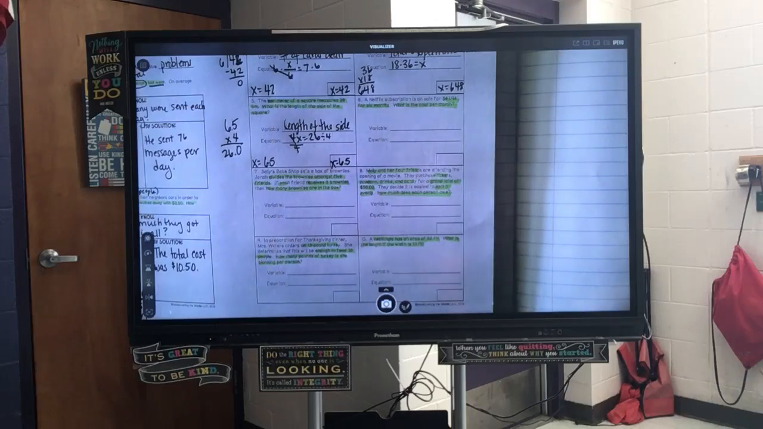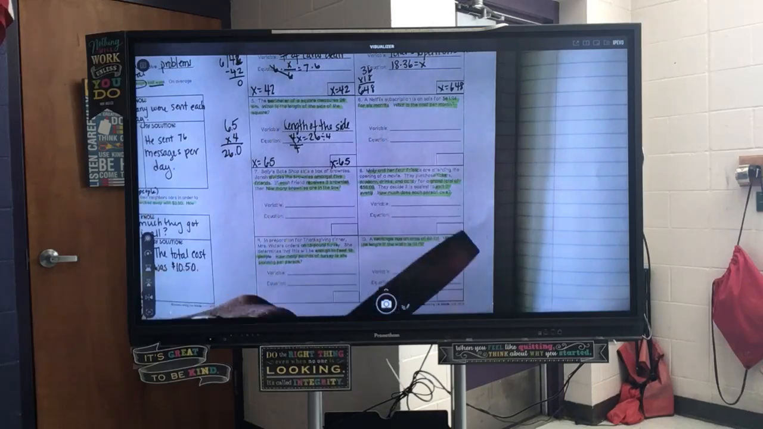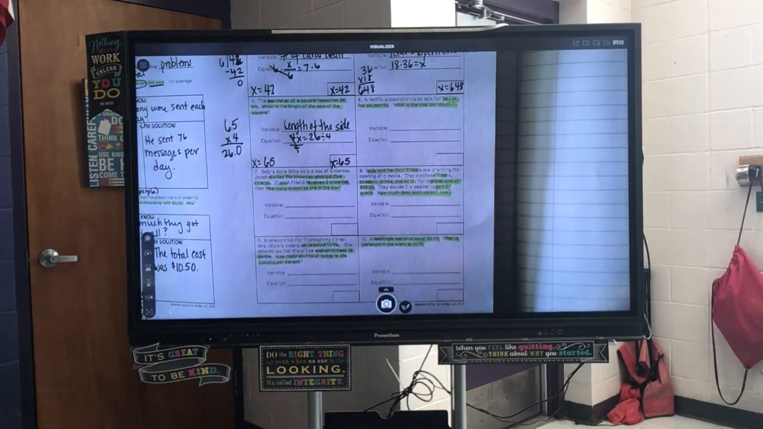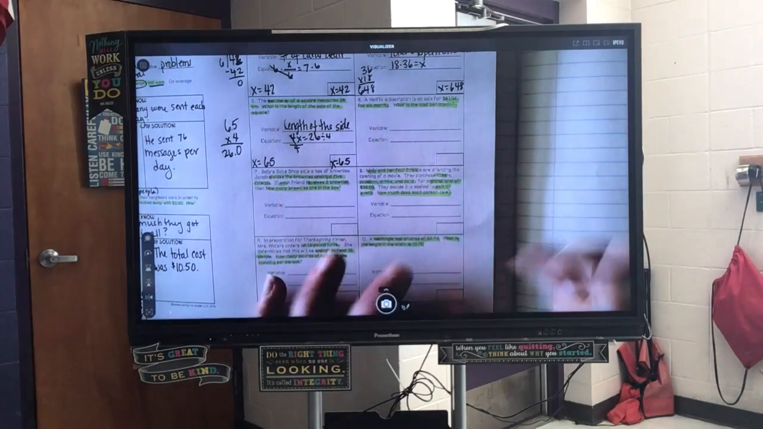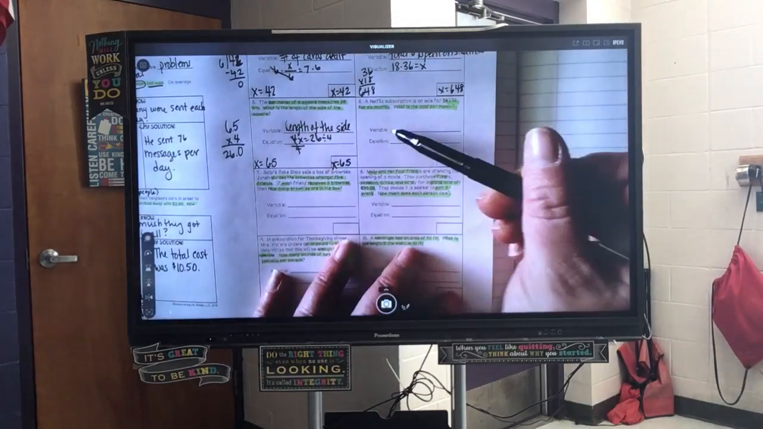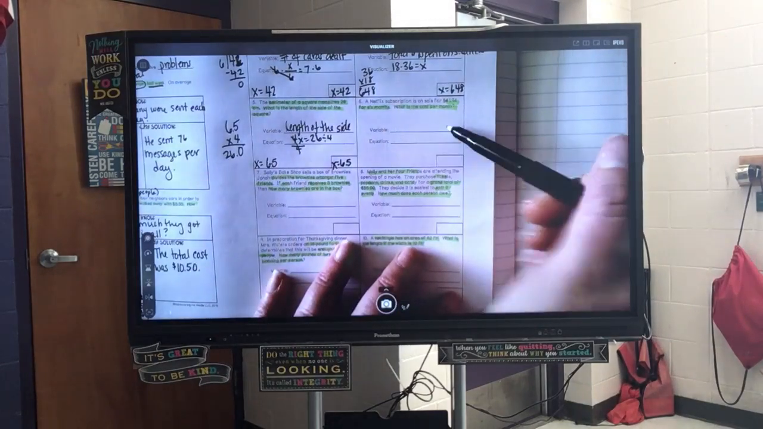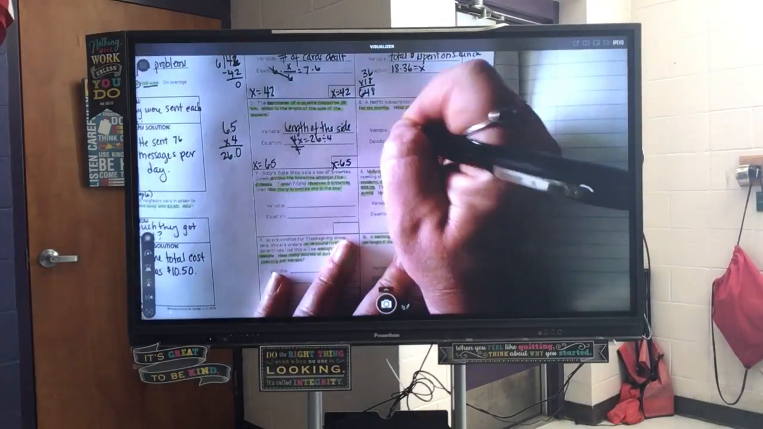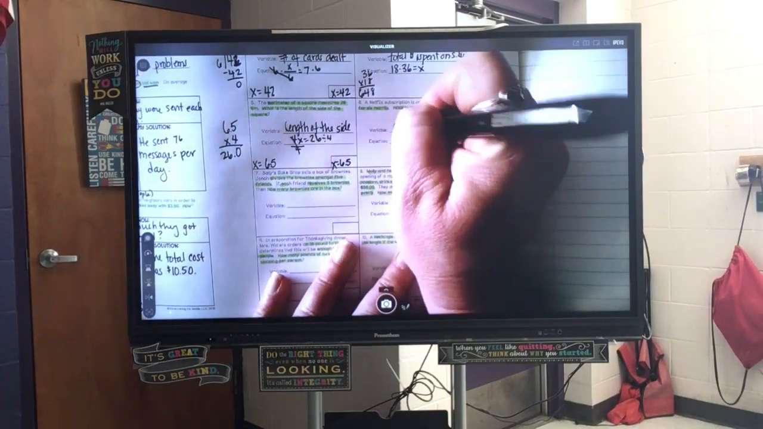So number 6, it says a Netflix subscription is on sale for $41.94 for 6 months. What is the cost per month? So what is our variable in this problem? Like, what are we looking for? Delilah, can you repeat that real quick? What are you looking for on this line? Cost per month. Yes.